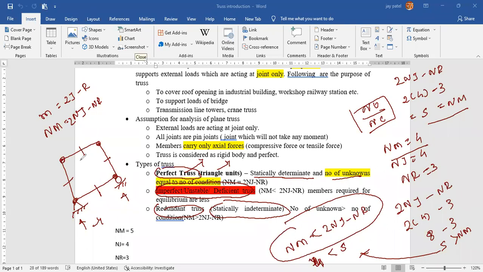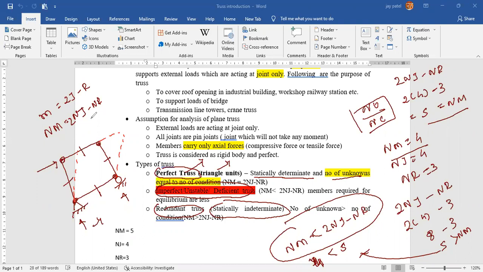Why? Just think here. If I apply a load like this, what is the behavior of your structure? It is very important. Your structure will behave like this, or it may collapse. Yes or no? Because there is no member or support available to resist this horizontal load. Agree? So if I do not provide an inclined member or any support, it will collapse.